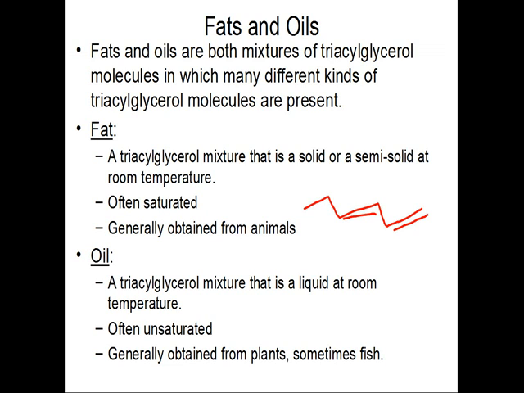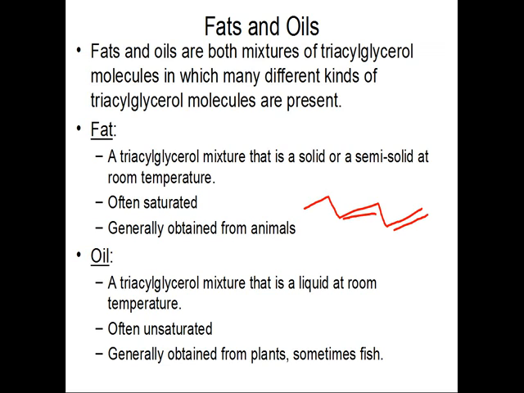Plants don't have the luxury of having high body temperature, so they have to have lower melting, more easily melting substances, and oils. So that's usually why oils come from plants and sometimes fish. But really, the distinction between what we call a fat and an oil has to do with its physical state at room temperature, not where it comes from. There's just a strong correlation there.